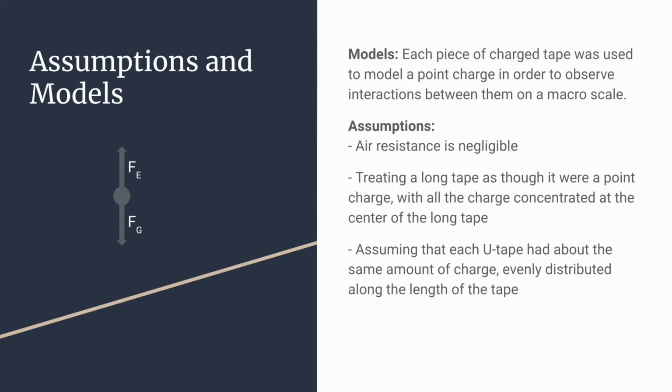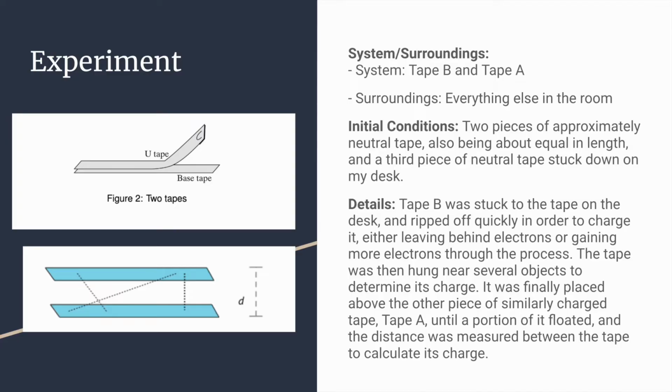With regards to the assumptions and models, as I mentioned before, each piece of tape was used to model a point charge. I assume that air resistance is negligible. I treated a long piece of tape as though it were a point charge with all the charge concentrated at the center of the long tape. I assume that each U-tape had about the same amount of charge evenly distributed along the length of the tape. So with regards to the experiment, I chose the system to be tape B and tape A, and the surroundings to be everything else in the room.